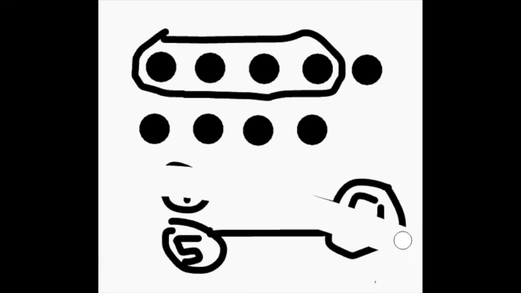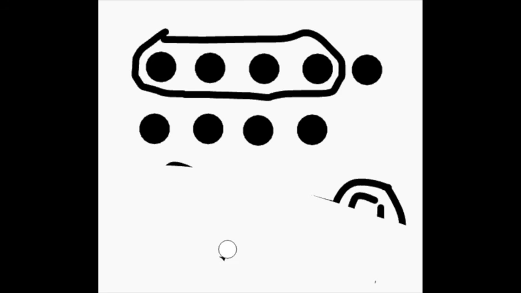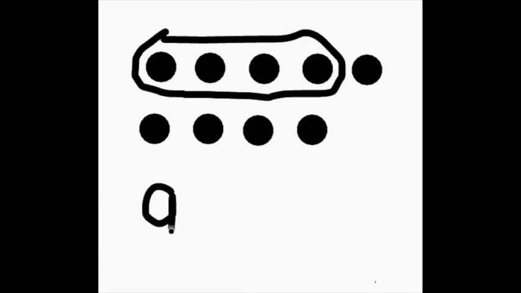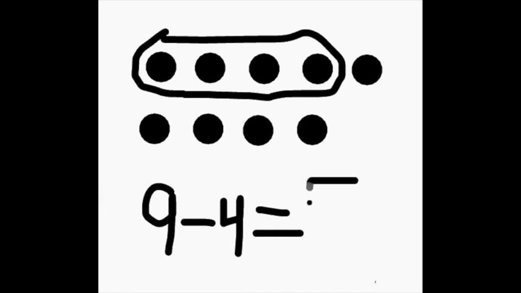And if we wanted to turn this into a subtraction sentence, how would we do that? Let's see. 9 is our whole. You took away, let's see, there were 4 that were white. And that means that left over there were 5 that were gray. 9 minus 4 equals 5.